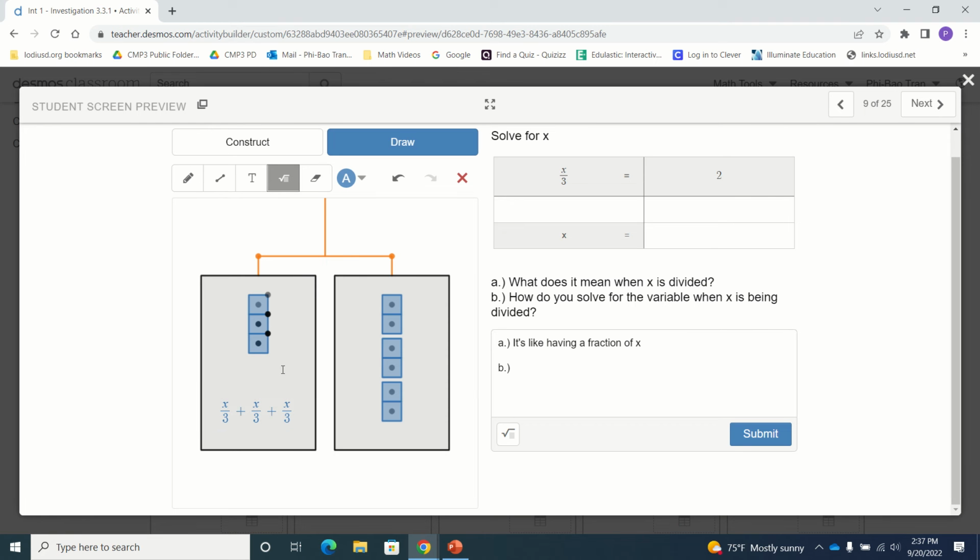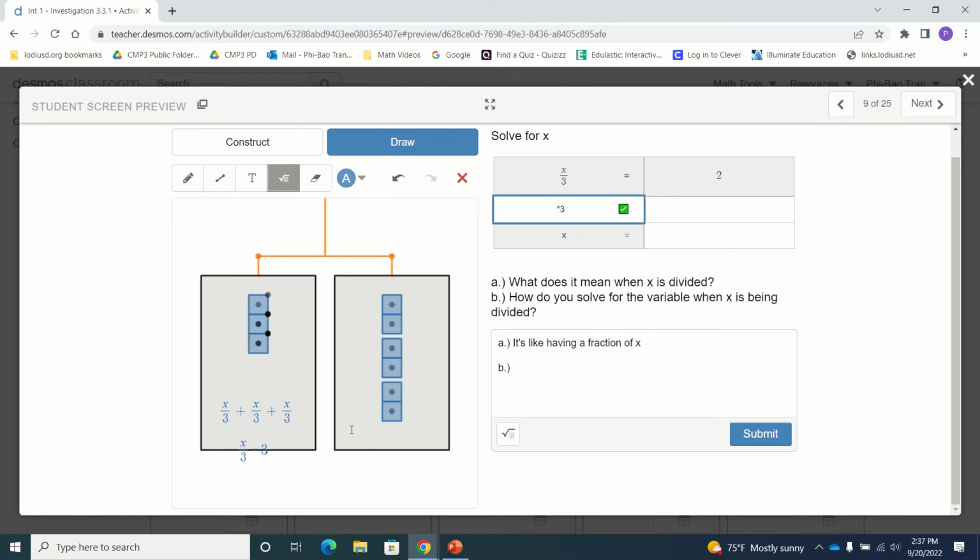And what's another way to represent repeated addition? You can think of this as I have x over 3 times 3. So I'm repeatedly multiplying. I'm timesing it by 3. So here I'm multiplying by 3. I'm adding the same parts over and over again. I'm tripling whatever I have.